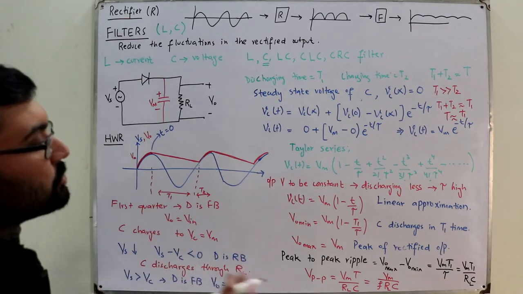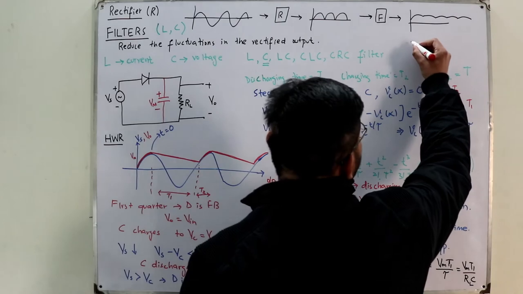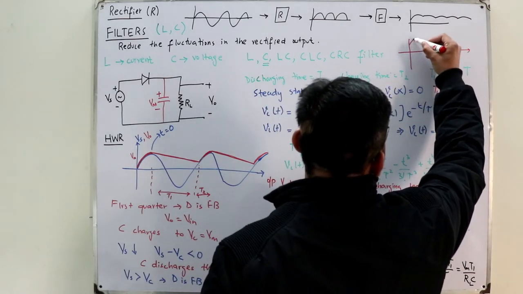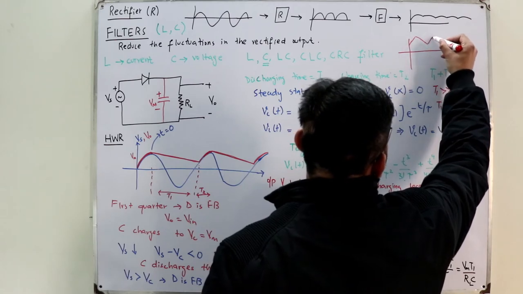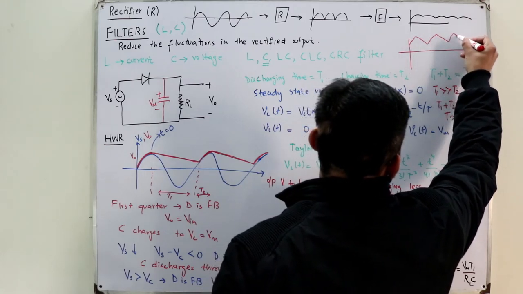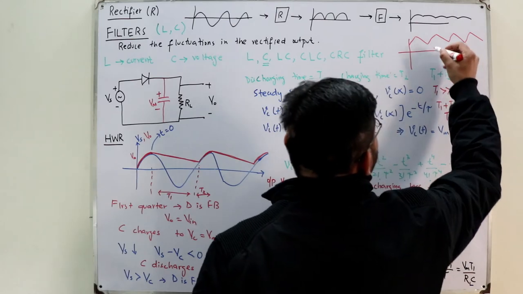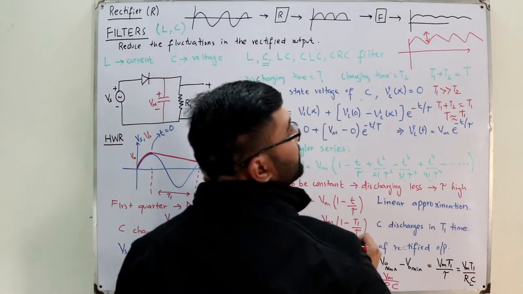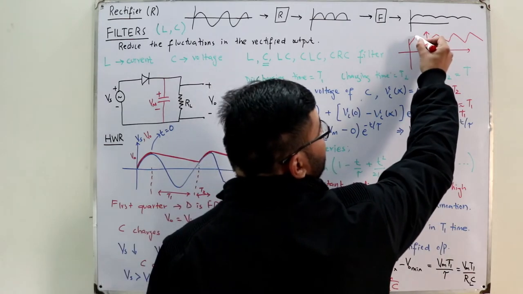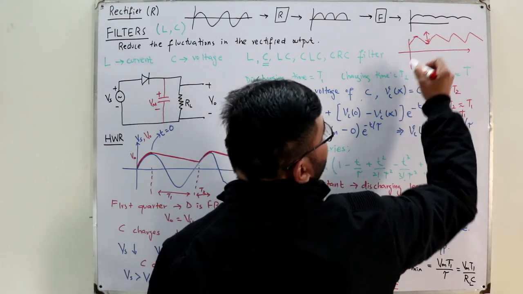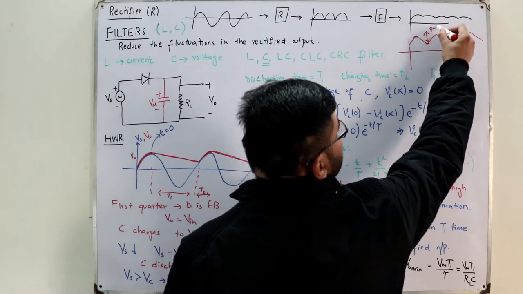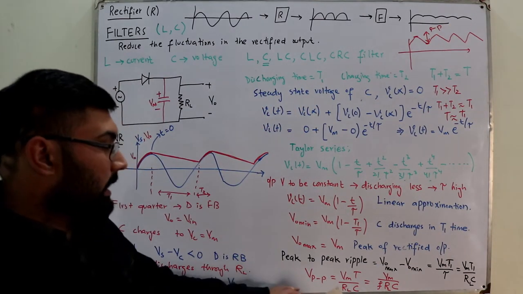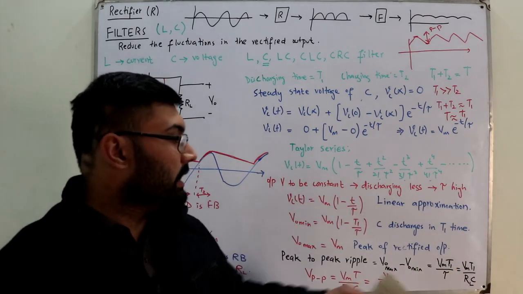Now what is this peak to peak that I am saying? This peak to peak is this thing. If I have this one peak, then it reduces, then it increases, then it reduces. Increases, decreases. This is the peak to peak voltage, the voltage difference between the maximum and the minimum. This is called the peak to peak voltage, maximum minus minimum.